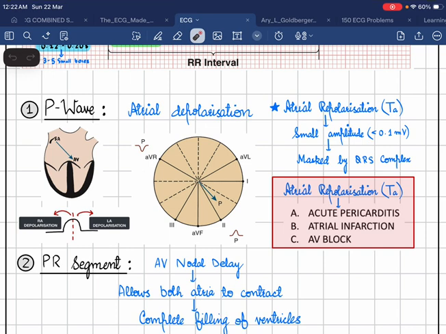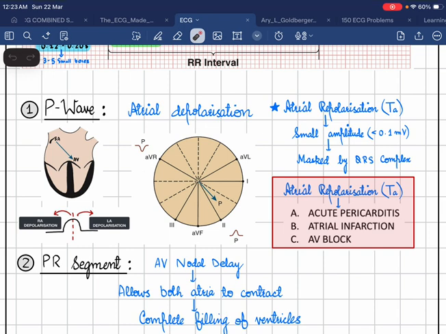The SA node generates the electrical impulse and it traverses the right atrium and then moves on to the AV node. The direction of this depolarization is towards the second lead more or less. So we have positive deflection in lead II and negative deflection in the aVR lead.